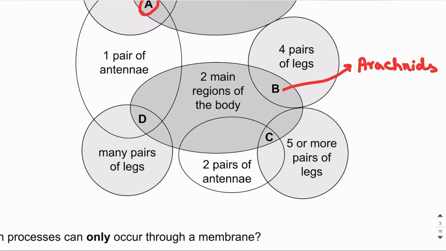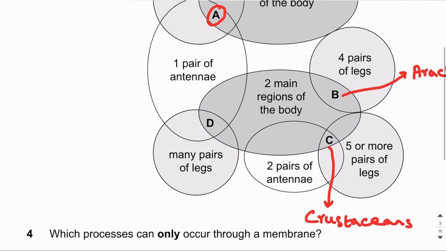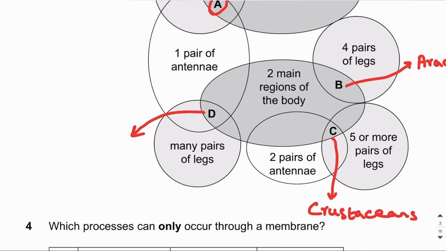If we talk about C, C shows five or more pairs of legs and two pairs of antennae. So guys, if you see two pairs of antennae in an organism and five or more pairs of legs, or five pairs of legs, that is crustacean, right? Crustaceans. And D, if we talk about D, so what are the features of D?